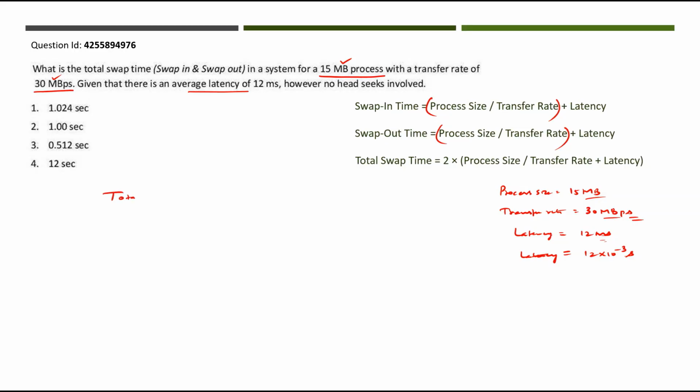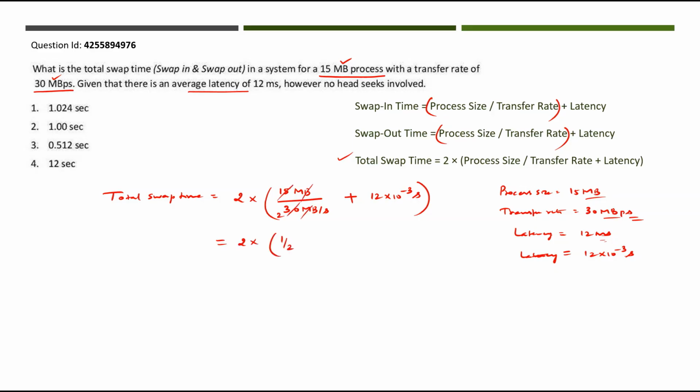Now let's take the total swap time. The process size will be 15 megabytes. The transfer rate will be 30 megabytes per second along with the latency 12 into 10 to the power minus 3 seconds. So this is 1 by 2.